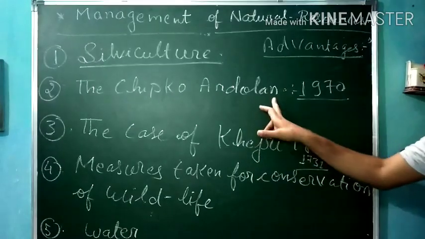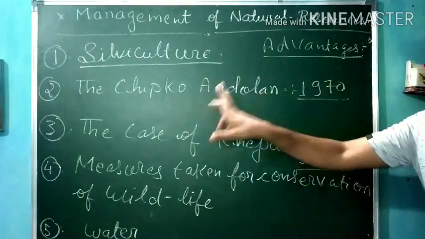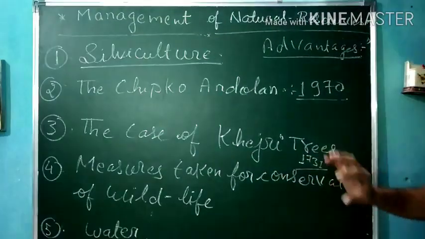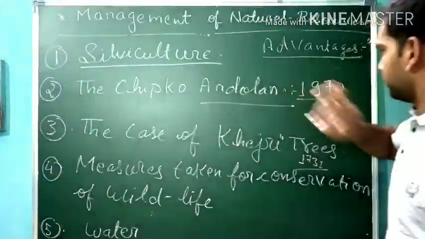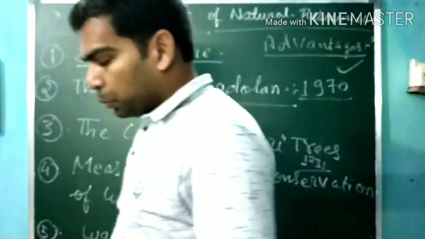An example is the Chipko andolan, which is very famous, which took place in 1970, and the case of khejri trees, which took place in 1731. Let's start with the Chipko andolan. By the name itself it is clear, andolan. It took place in 1970. So what is the Chipko andolan actually?